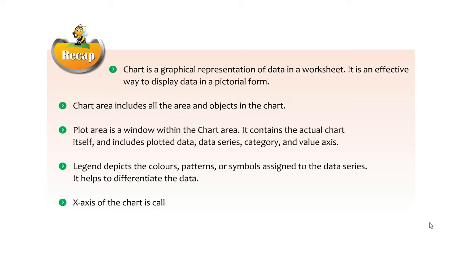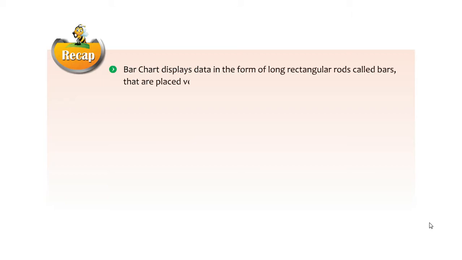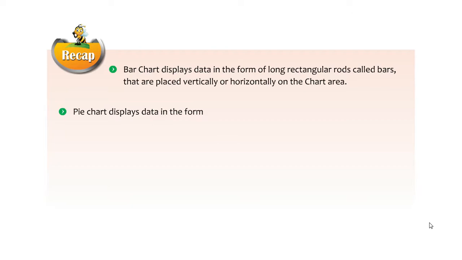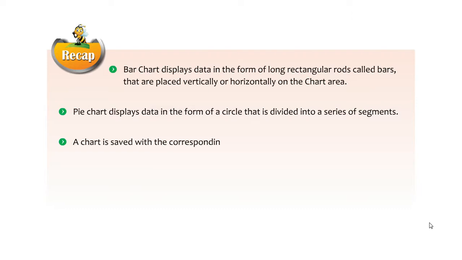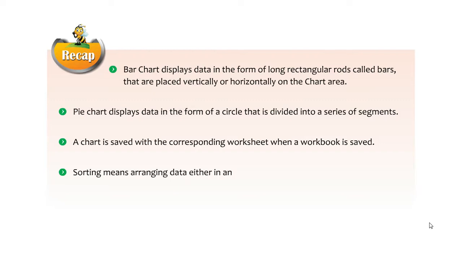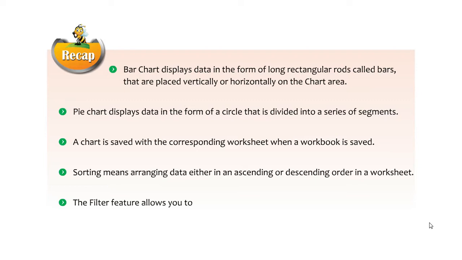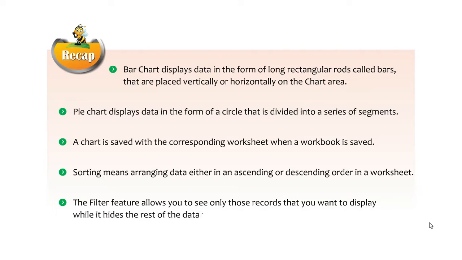X-axis of the chart is called category axis and Y-axis of the chart is called value axis. Bar chart displays data in the form of long rectangular rods called bars that are placed vertically or horizontally on the chart area. Pie chart displays data in the form of a circle that is divided into a series of segments. A chart is saved with the corresponding worksheet when a workbook is saved. Sorting means arranging data either in an ascending or descending order in a worksheet. The filter feature allows you to see only those records that you want to display, while it hides the rest of the data temporarily from the view.